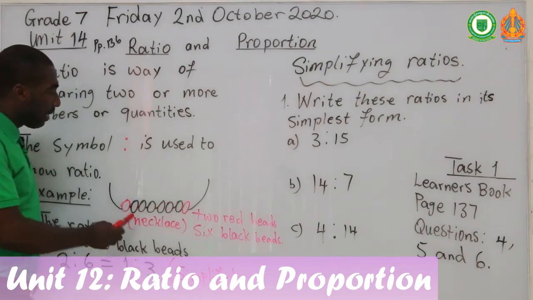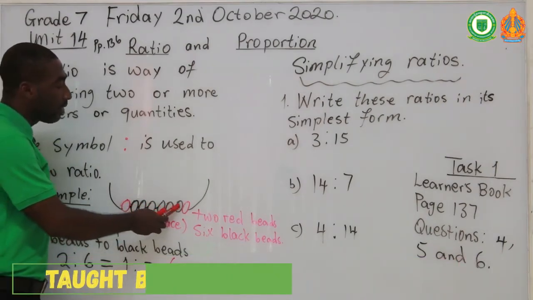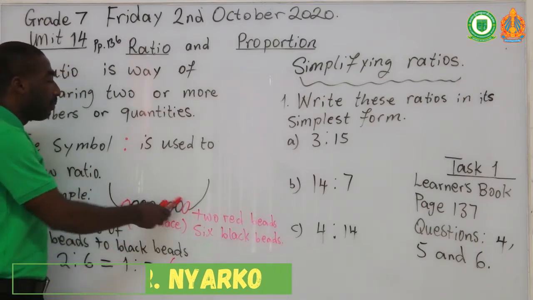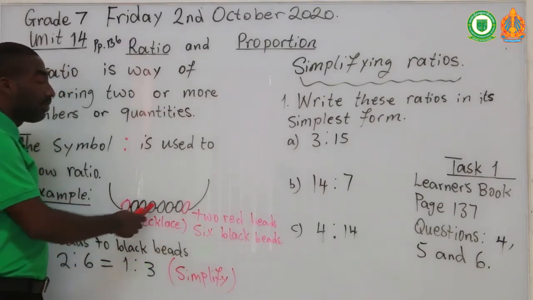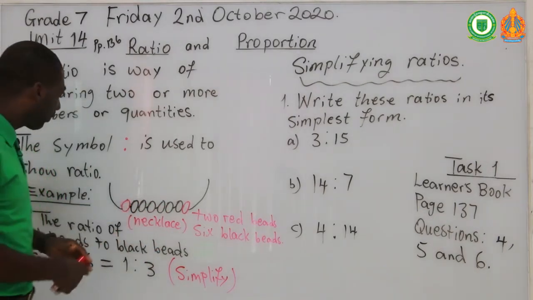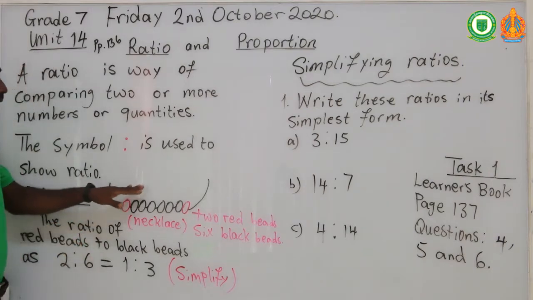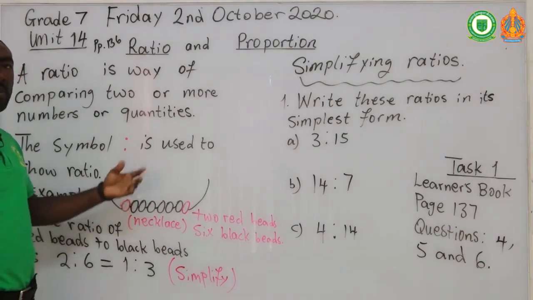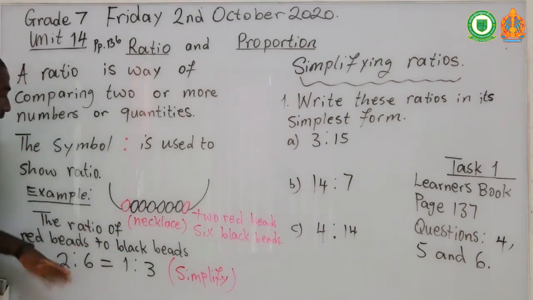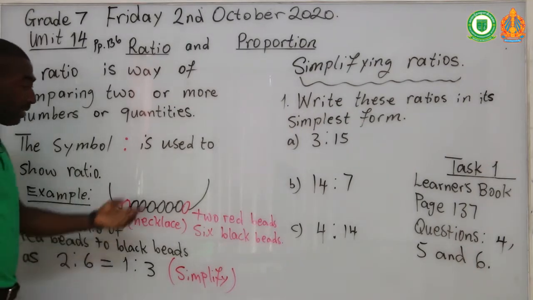So how many beads do we have here? We have 1, 2, 3, 4, 5, 6, 7, 8. 8 beads. Out of the 8 beads, 2 of them are red, and the remaining 6 are black in this example. That means if we want to write a ratio on these red and black beads making the necklace, our ratio is going to be that for every 2 red beads, you have 6 black beads.